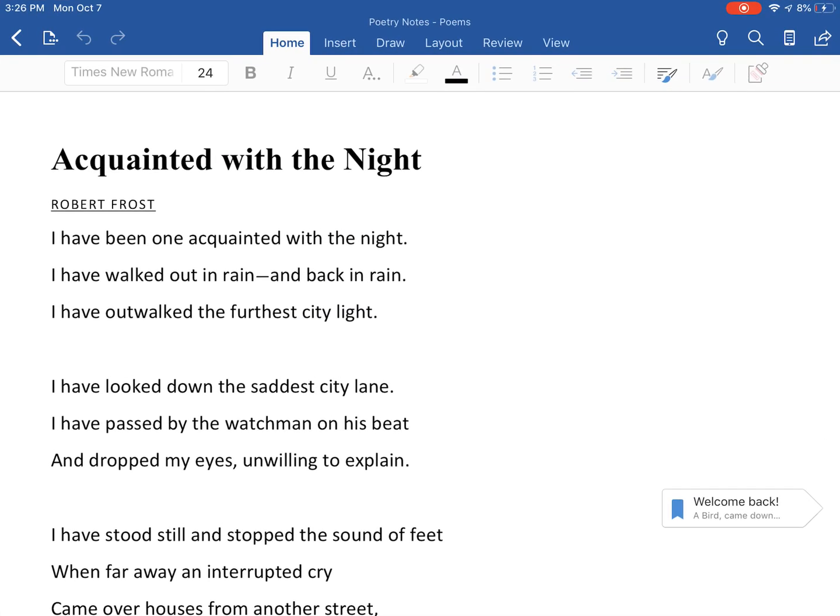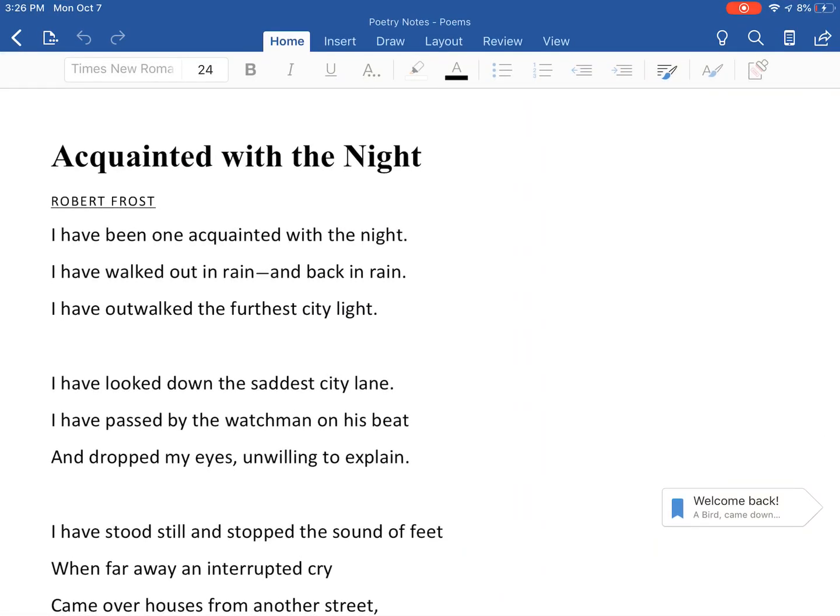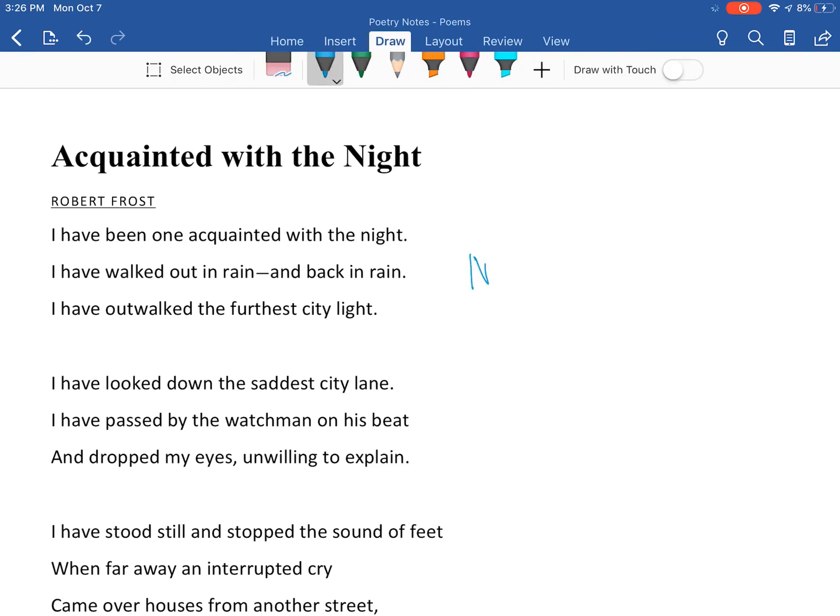Let me pull it up. This is Acquainted with the Night by Robert Frost, and what we're going to talk about is how we go about deciding what the night represents. So let's just read through first, and then I'll go through the different images and things that stick out to me to build that symbol.